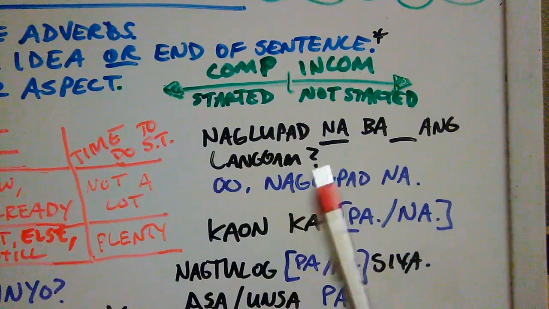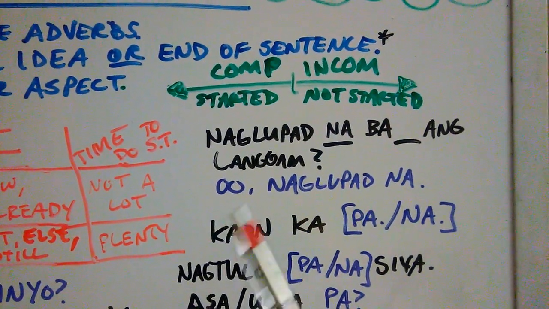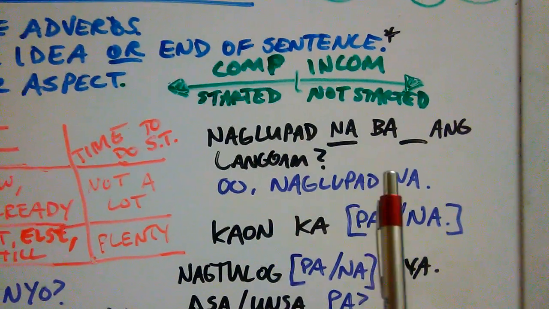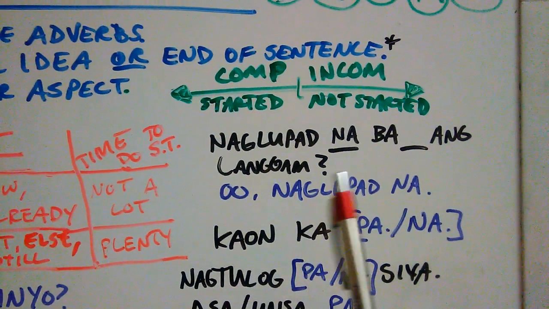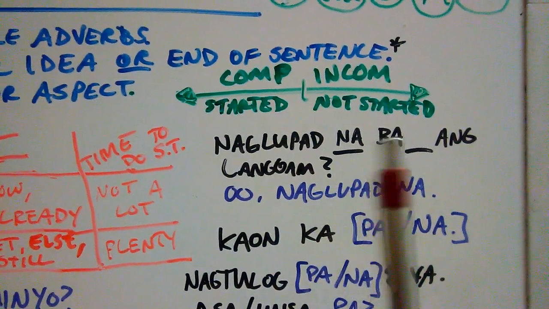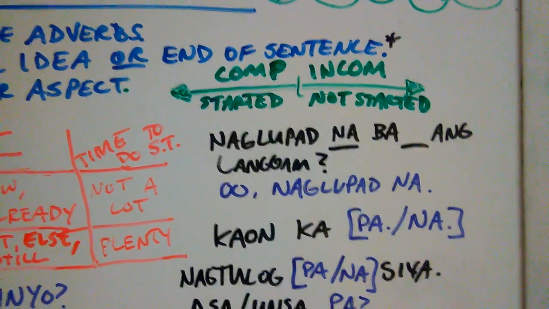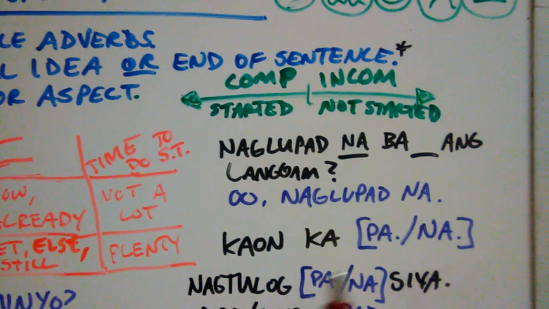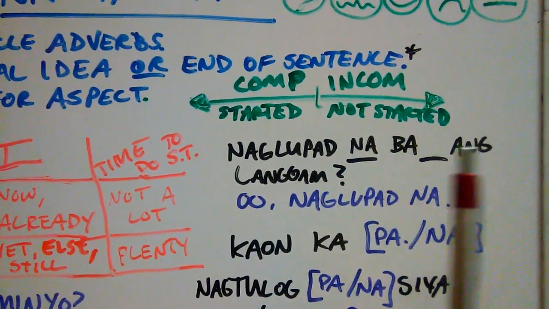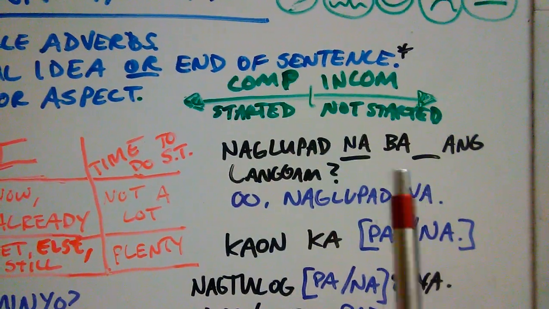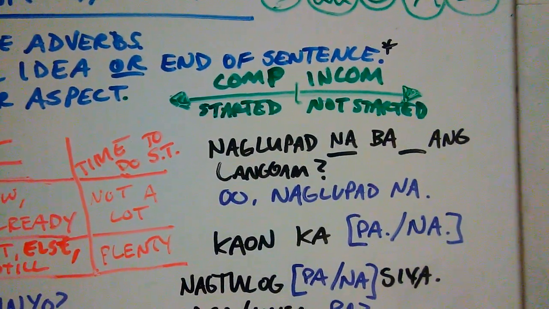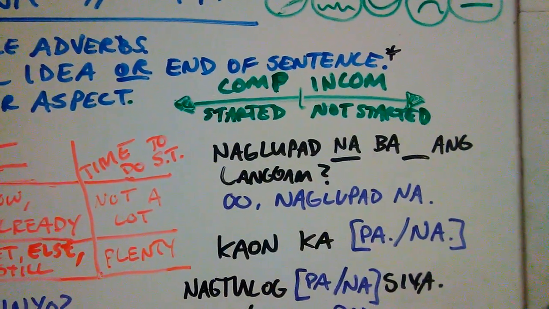Naglupad ba na ang langgam versus naglupad na ba ang langgam versus naglupad ba ang langgam na? So if you put the na at the end, it just really emphasizes that question. Naglupad ba ang langgam na? Like, oh, it already left? Like you didn't know, you know? So it can have that kind of connotation. But again, the idea here was something flew away, and it was the bird that flew away, right?